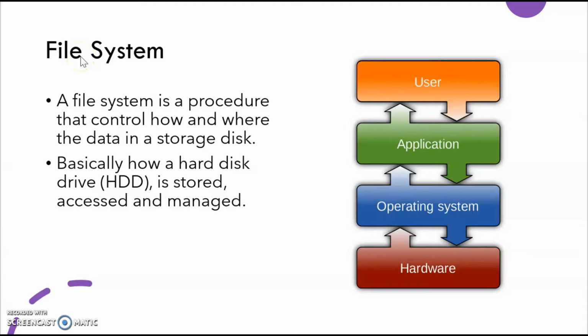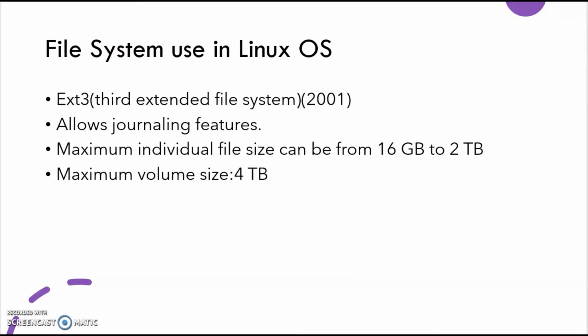What is a file system? A file system is a procedure that controls how and where the data in a storage is. So for example, basically how a hard disk drive (HDD) is stored, accessed, and managed. Okay, let's talk about the file system used in Linux OS.